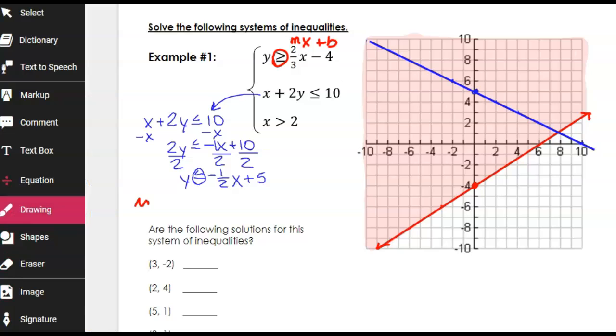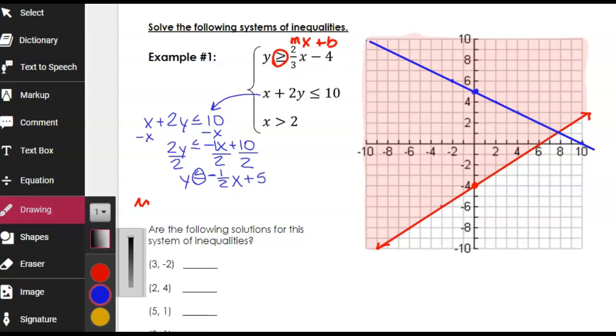And I'm going to go back to my drawing tool. I'm going to change my transparency. I'm going to change the thickness, and I'm going to shade. So that symbol is less than or equal to. That means I need to shade the less than values from that line, so the bottom part of that line. I'm going to shade all of this. So right now, that overlapping shaded area is the stuff that's on the left side.